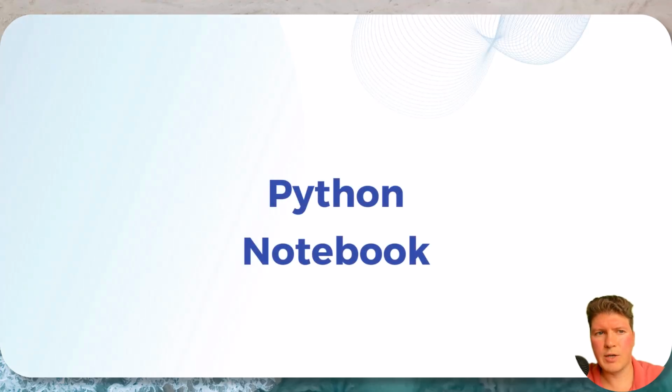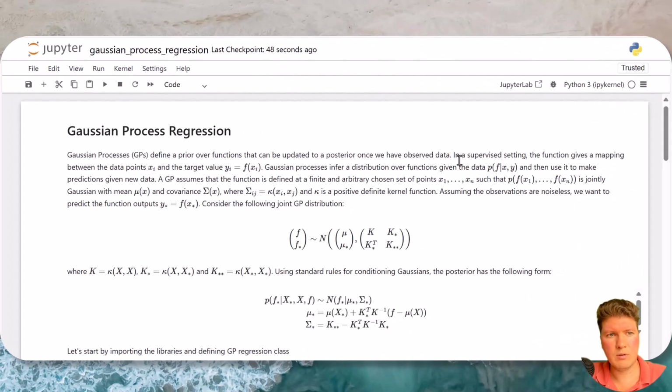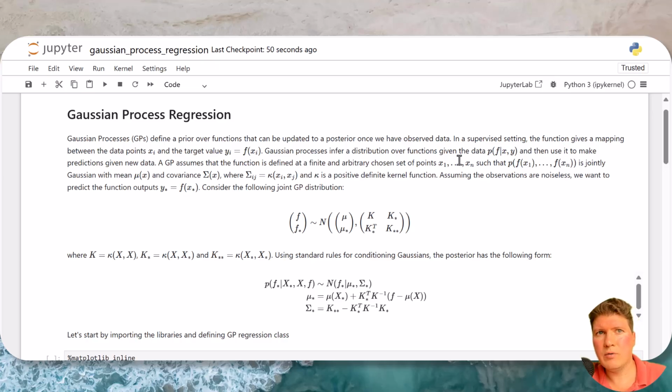Let's take a look at the Python notebook. Feel free to read through the theory once again at your own pace. The notebook is linked in the video description below. I'm going to go straight to the code.